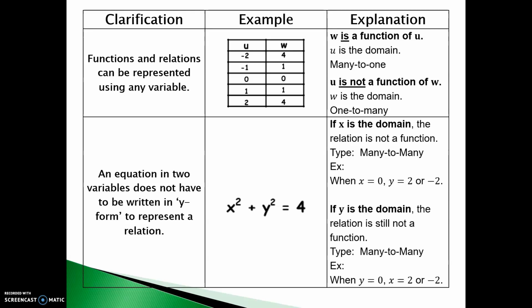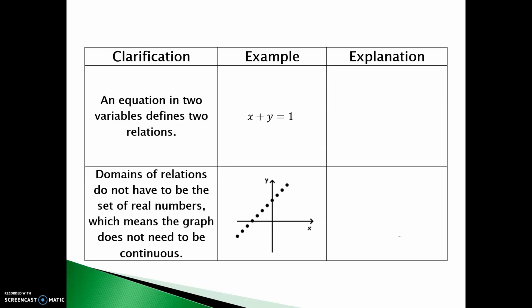Similarly, if we let y be the domain, the relation is still not a function because it is a many to many situation. For example, when y is equal to 0, x could be 2 or -2. So it's not a function in either direction. And we don't have to write it in the y equals form because, again, y could be the domain.